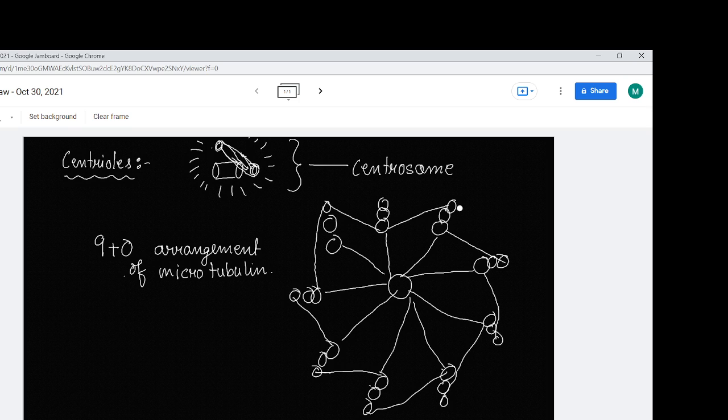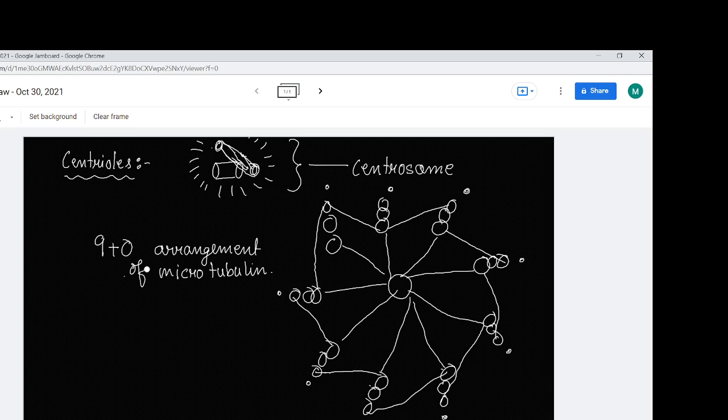And outside this also we will find certain spokes present. Spokes made of proteins are also present around it. Now what is the function of the centriole? It will help in cell division in animal cells.